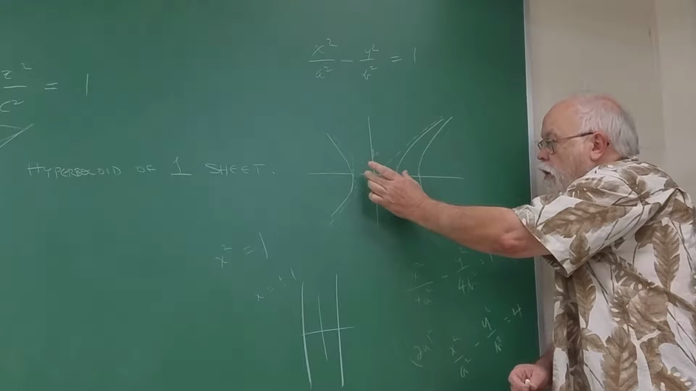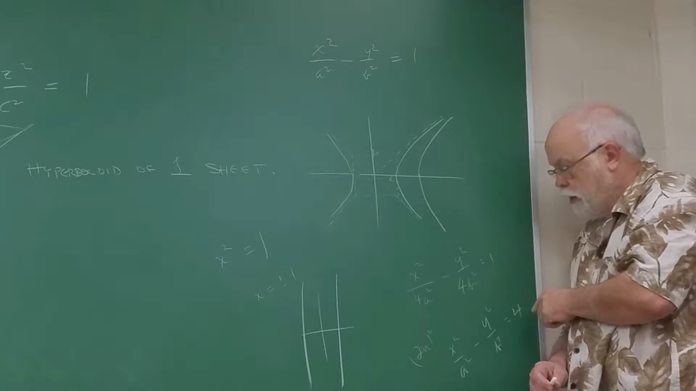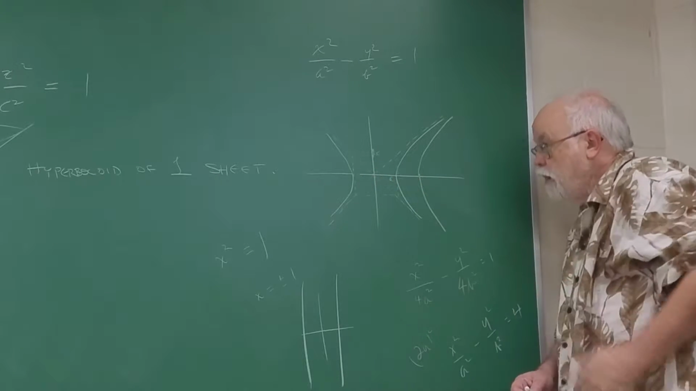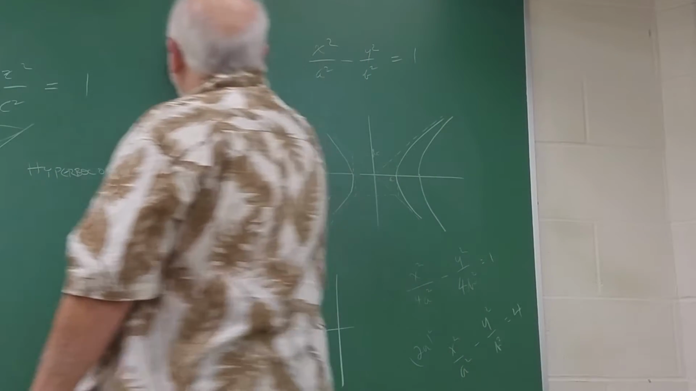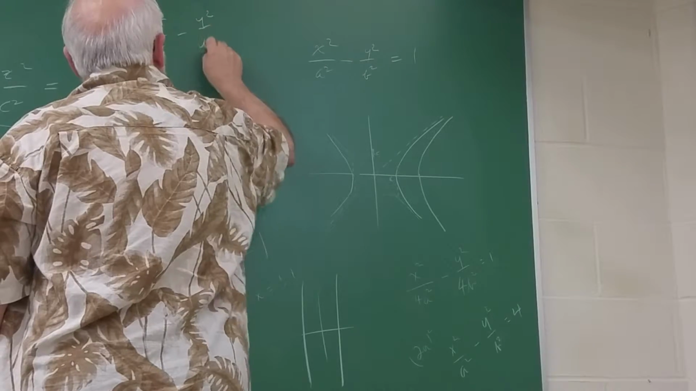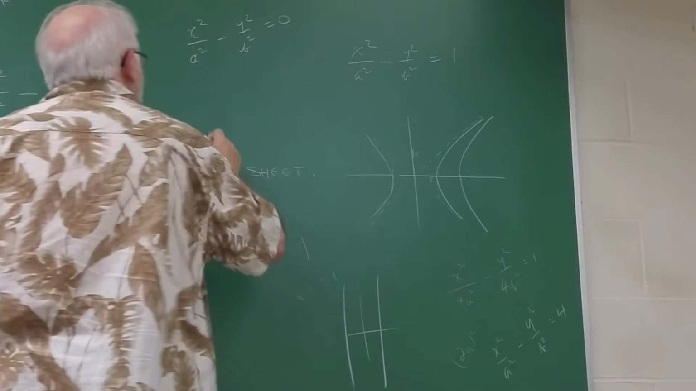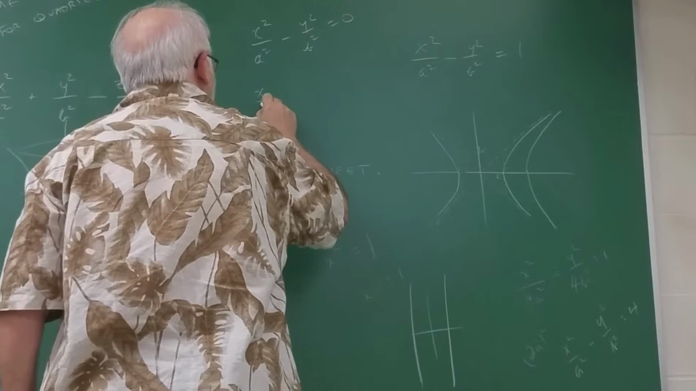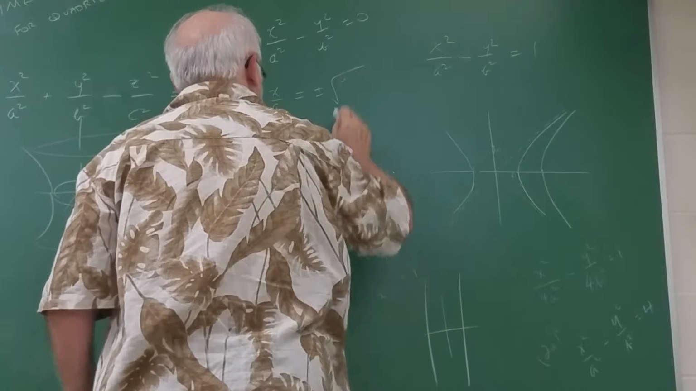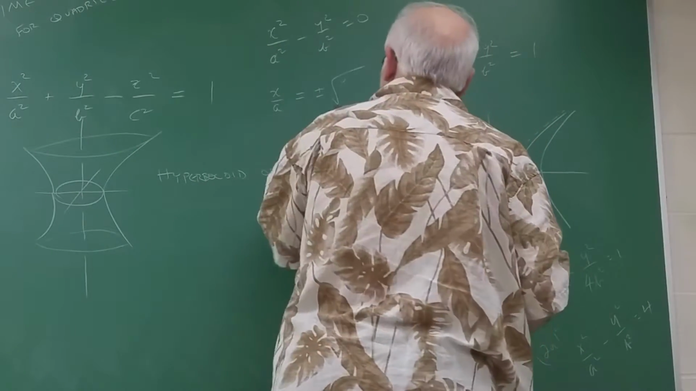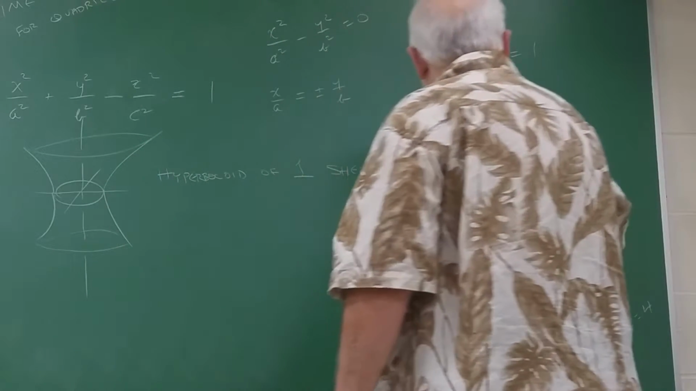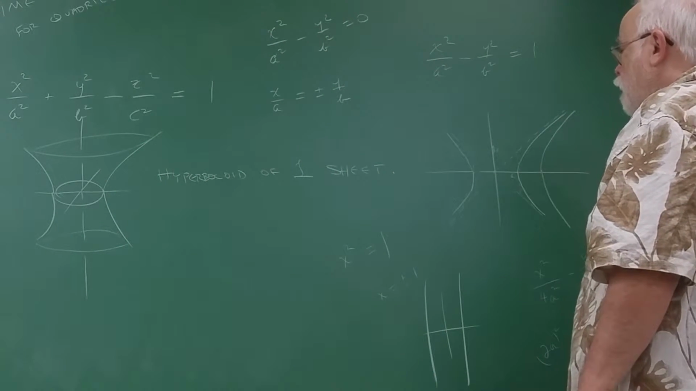And if I pull it in all the way, this number will become 0. Suppose I make it 0: x squared over a squared minus y squared over b squared equals 0. So that's just x over a equals plus or minus the square root of y squared over b squared, which is plus or minus y over b. And those are linear. Those are the equations of the asymptotes.